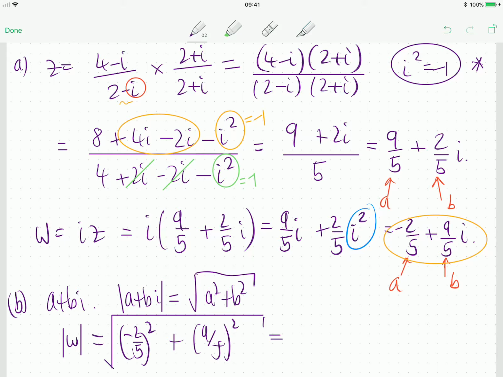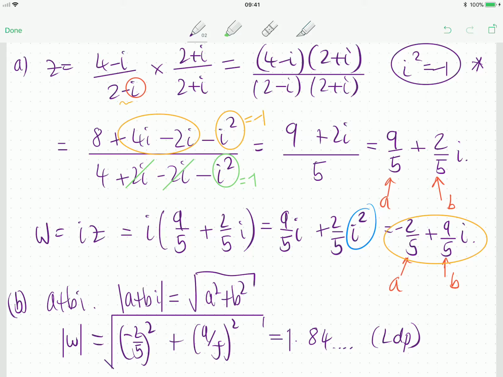So I have a calculator here, let's do it. So minus 2/5 all squared plus 9/5 all squared equals 17/5. Square root of that, 1.84, and there's loads of other numbers on the end. For these questions, 2 decimal places should be fine. So 1.84. So there you go, there's the modulus.